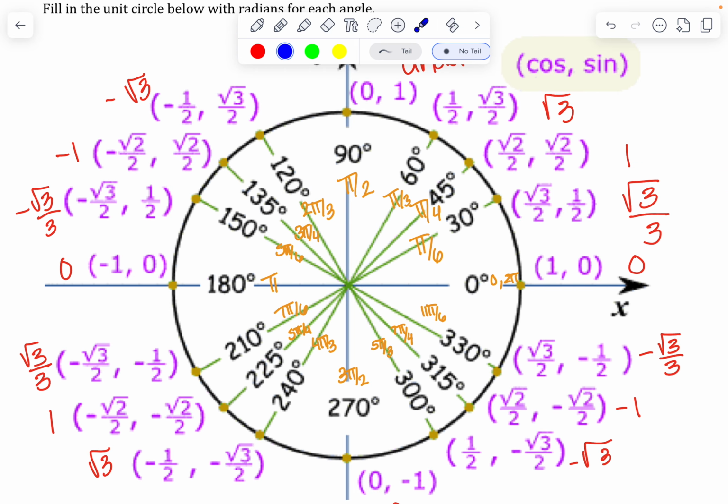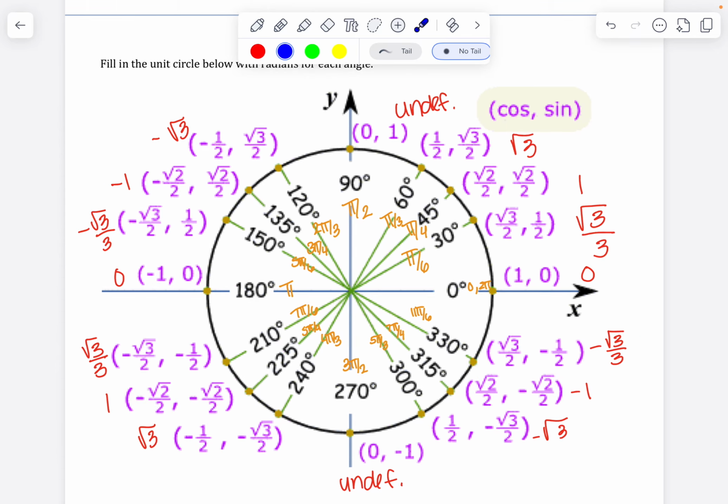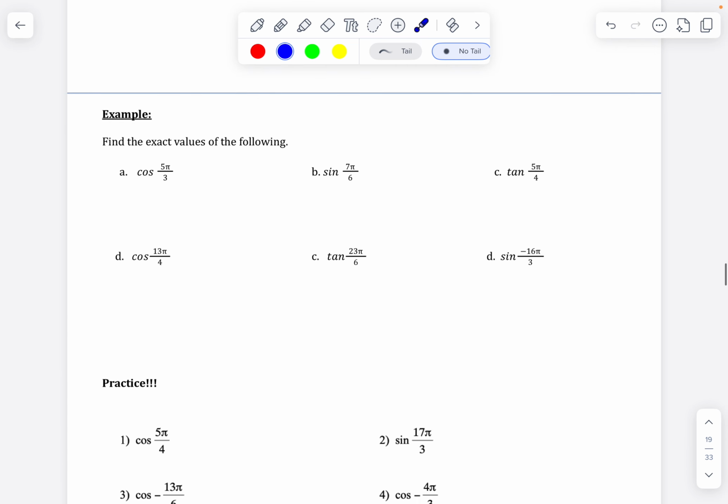All right, so make sure that you've checked your work. We already kind of went over our quadrantial angles yesterday. We know a full circle around is 2 pi, so half a circle would be pi. Half of that would be pi over 2. Half of this distance would be 3 pi over 2. So make sure that you get all of those written down.